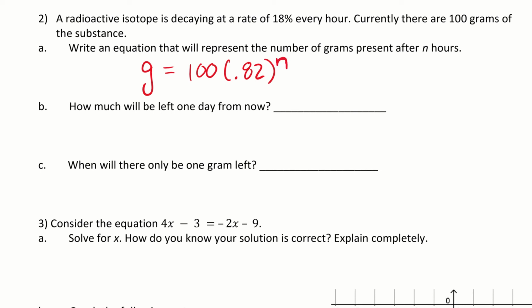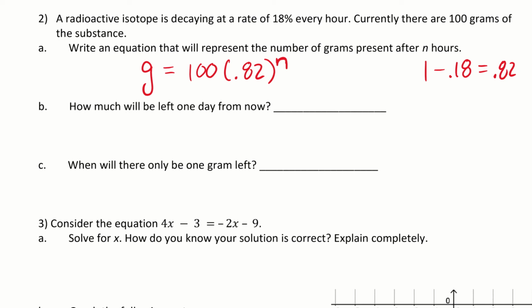And where we get that from is we start with 100, right? And we subtract 18% expressed as a decimal, and we get that that's 0.82. So 82% remains when 18% goes away. So that's our equation that models that. That's fine.